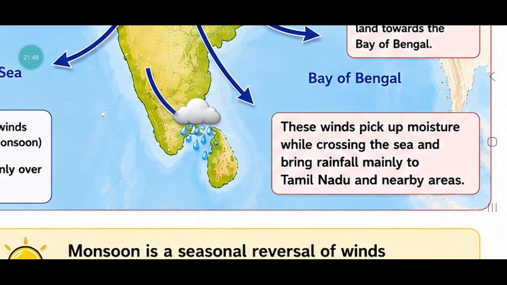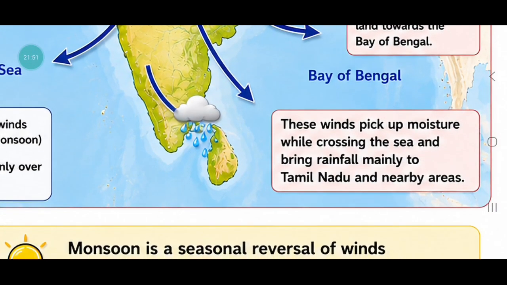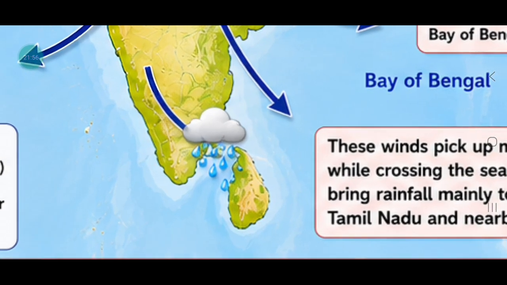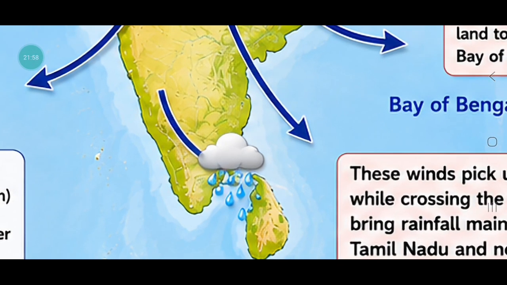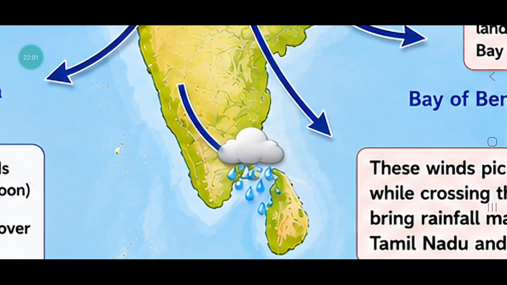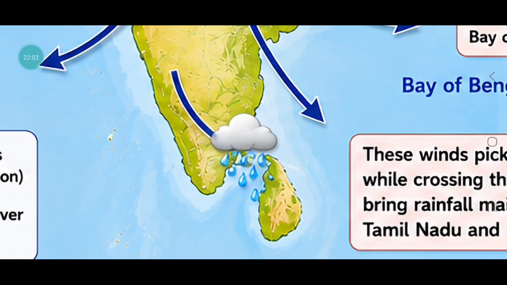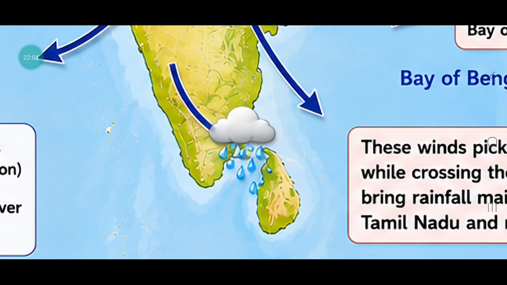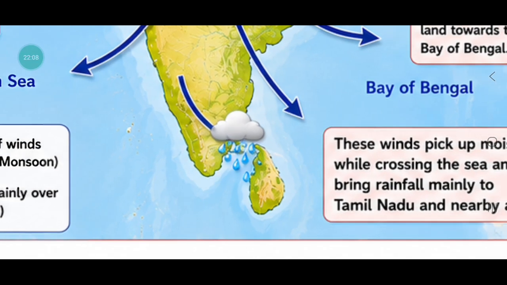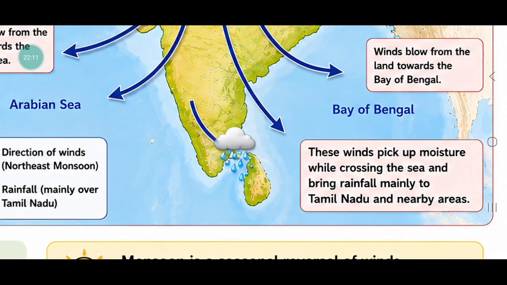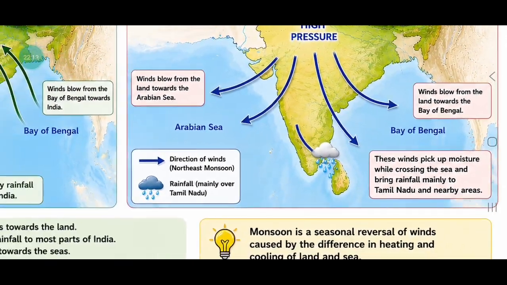Then next, these winds pick up moisture from crossing the sea and bring rainfall mainly to Tamil Nadu and nearby areas. Yes, this is a fact, that the withdrawal monsoon, returning monsoon, retreating monsoon creates rain on the Tamil Nadu coast. Tamil Nadu state experiences rain from the retreating monsoon also. This is a fact which you need to understand.